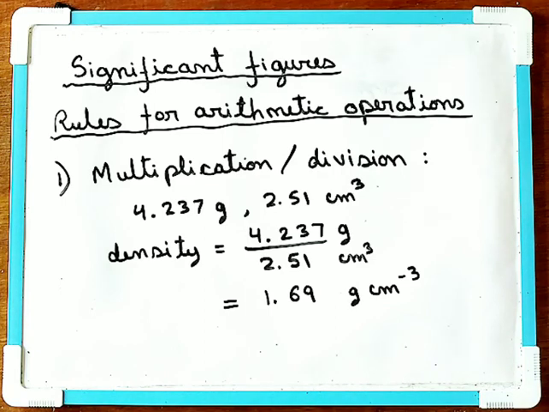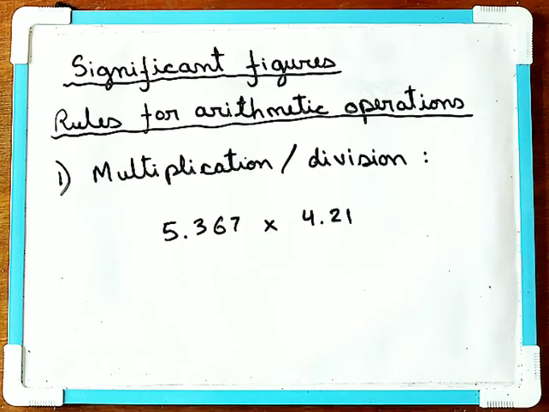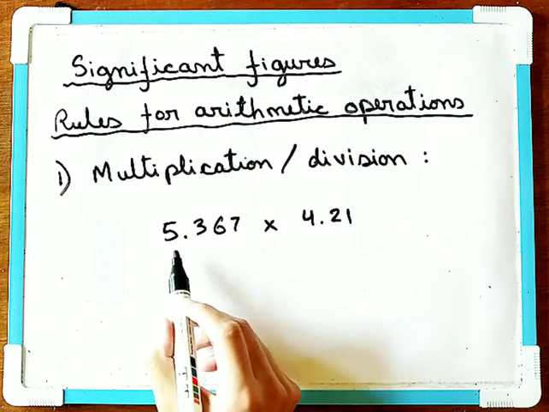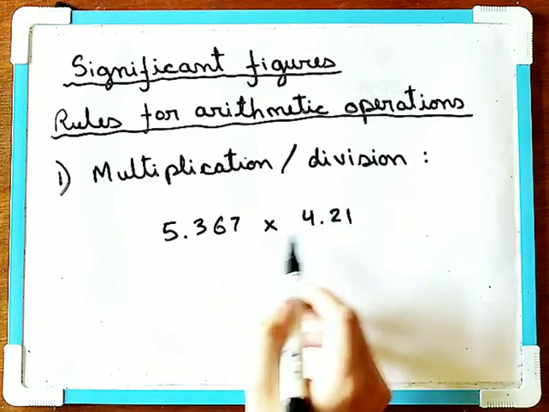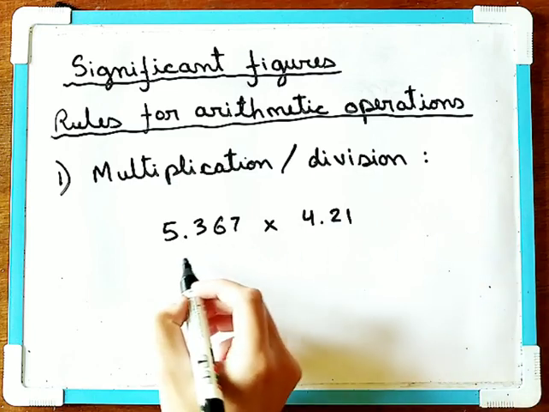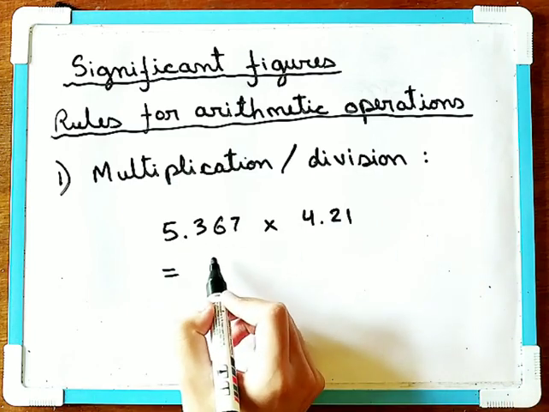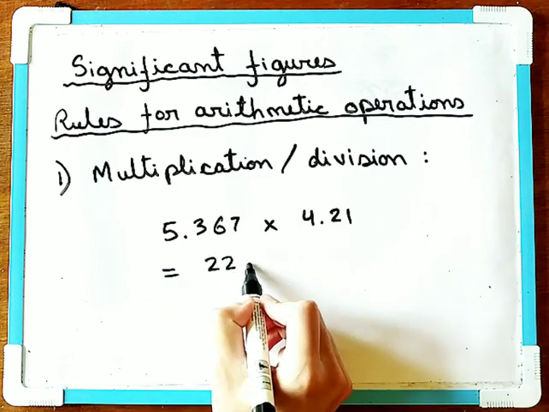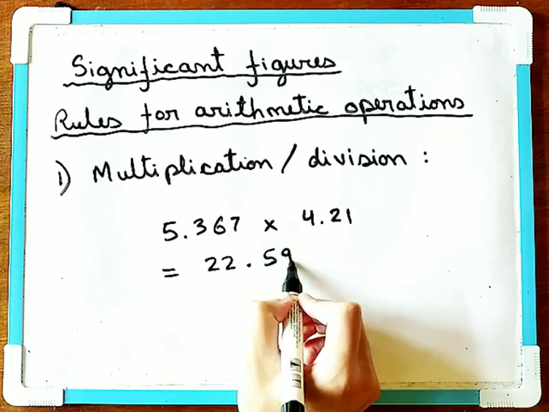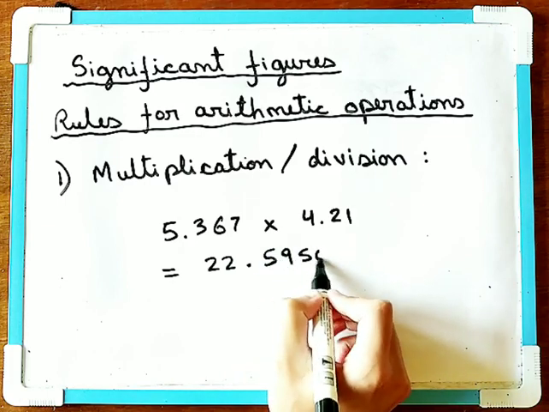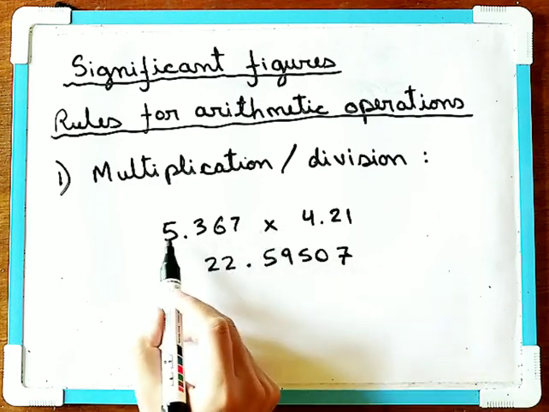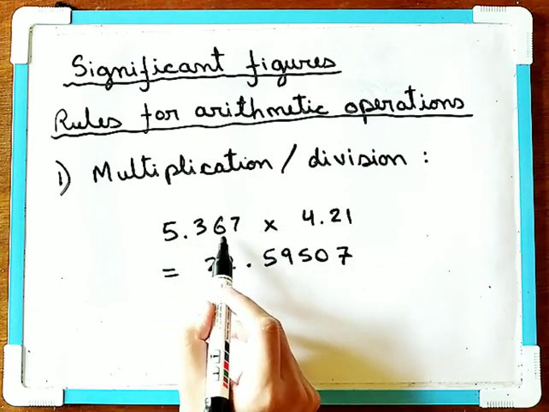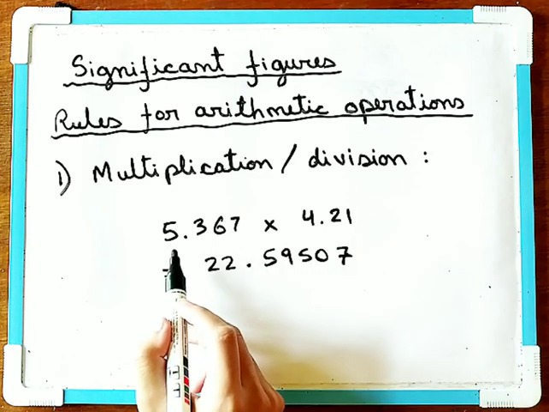Another example is this one, 5.367 times 4.21. If you multiply this, you can use a calculator. What you'll get is 22.59507. Now here, between these numbers, 5.367 and 4.21, which has the least significant figures?